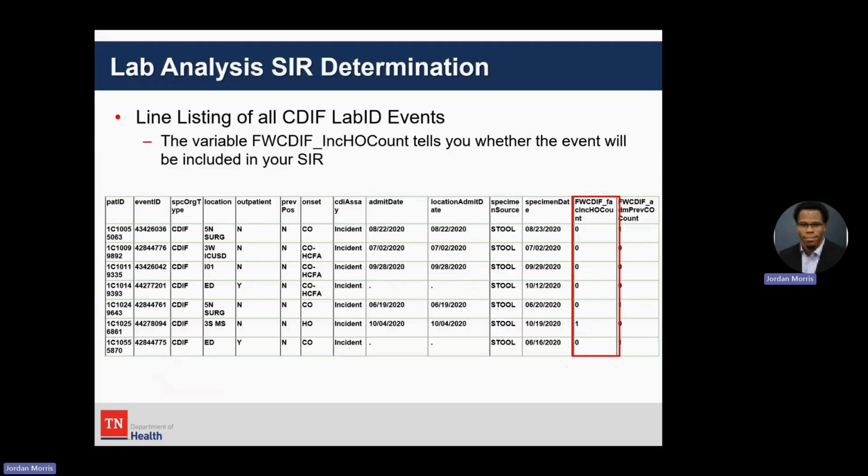In the CDI analysis, the variable next to the last column contains a value of 1 or 0, and it is interpreted the same way. So, like I said in the previous slides talking about analysis, the value of 1 means that this event will be included in your SIR calculation, and the value of 0 means it would not be included.